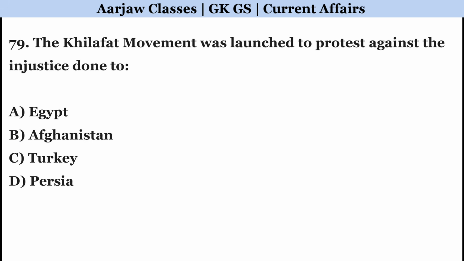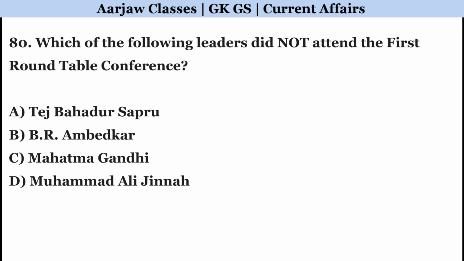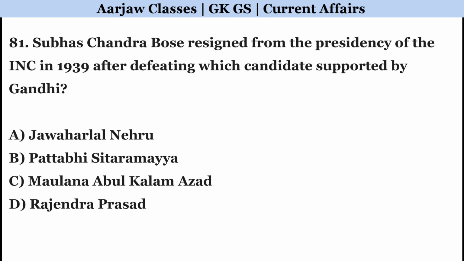The Khilafat movement was launched to protest against the injustice done to. Correct option is C. Turkey. Which of the following leaders did not attend the first Round Table Conference? Correct option is C. Mahatma Gandhi. Subhash Chandra Bose resigned from the presidency of the INC in 1939 after defeating which candidate supported by Gandhi? Correct option is B. Pattabhi Sitaramayya.